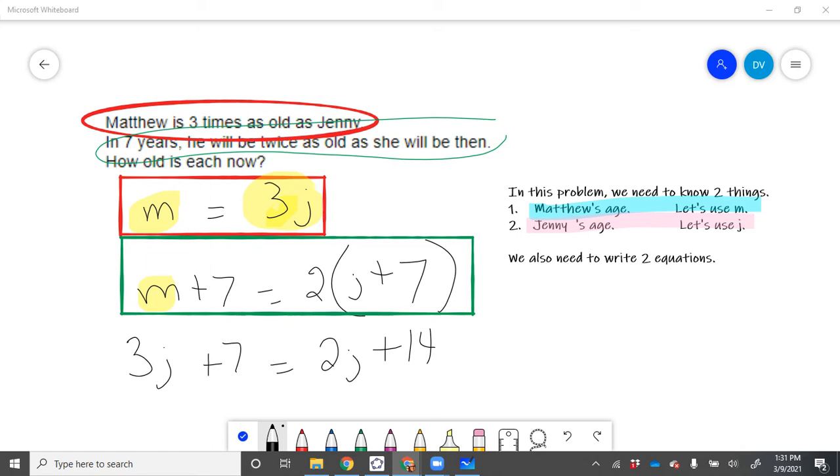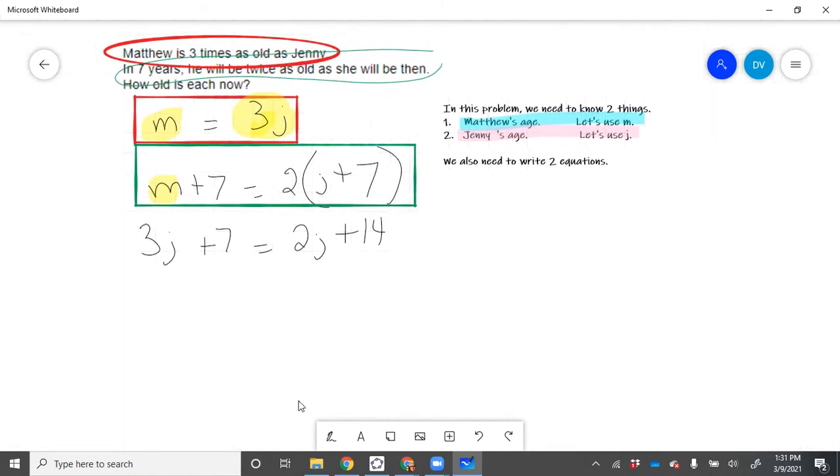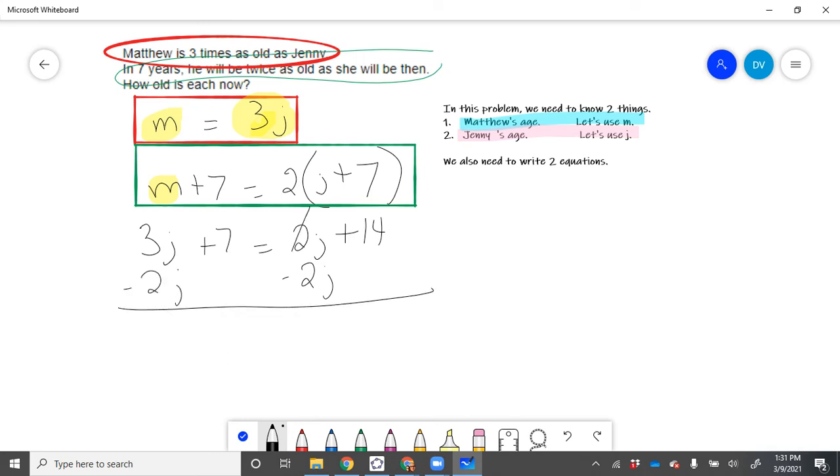Okay, so if you're ready, we can simplify what I have so far here. It's only got the letter J in it. There's no M's in this equation. So what we can do is combine those J's. We can subtract 2J from this side, but we need to also subtract 2J from that side. And these will simplify. We're going to be left with 3J minus 2J. That's 1J, but we're not going to write the 1. We're just going to write J, and then plus 7 and 14.